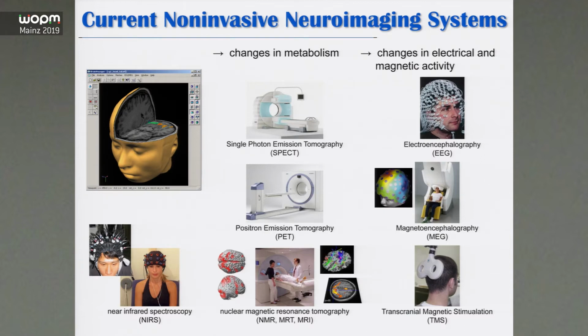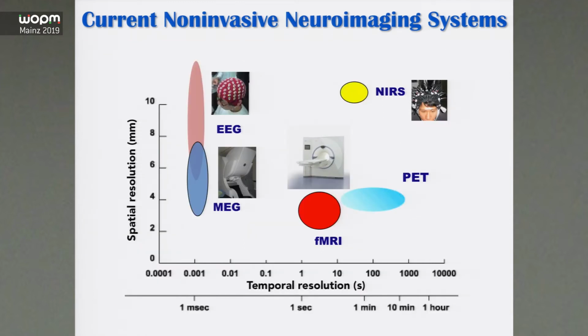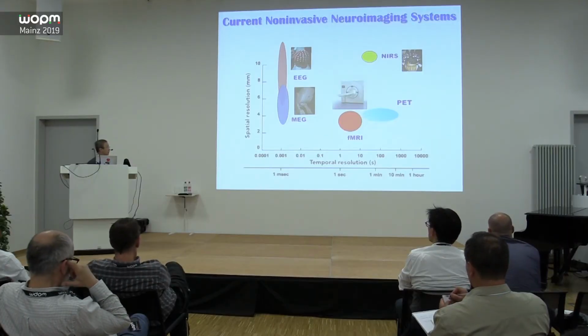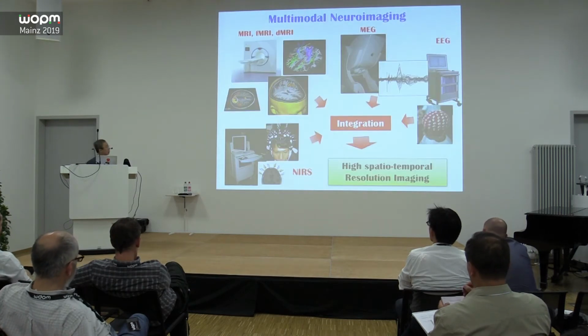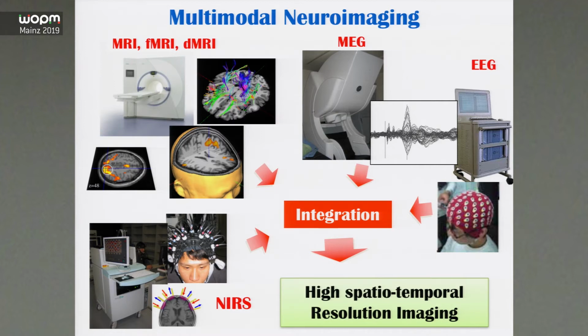In this workshop, some previous speakers talked about the OPM application to MEG, but we have different types of neuroimaging systems. No single neuroimaging system is enough to reveal higher brain functions like consciousness or language or recognition. This is a comparison of the several neuroimaging techniques. MEG is known for high temporal resolution like EEG, while functional MRI has high spatial resolution. So by integrating several neuroimaging techniques, we can get a high spatial and temporal resolution imaging system.